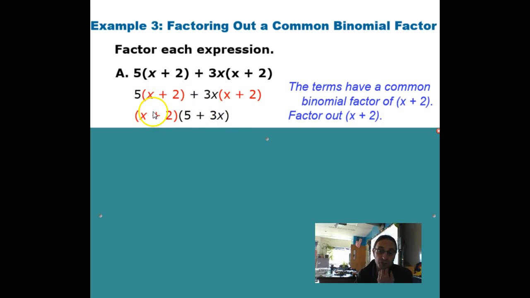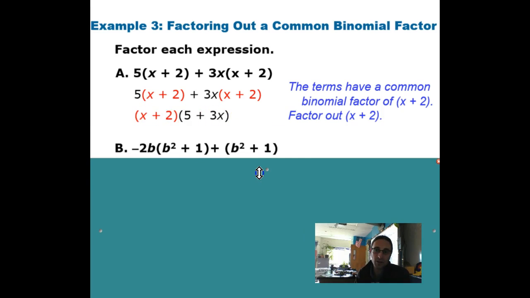Because if I was going to distribute it, I would multiply 5 by x plus 2, and I would multiply 3x by x plus 2, right? And then you can check your work to see where it ends up.